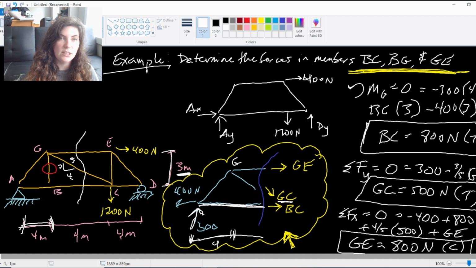So that was it. All we needed to do was find those members. And I will say method of sections can be used if you're finding all of these members. You would just repeat the process again, taking a different section elsewhere on the truss, but it tends to take a little bit longer than method of joints. So if you're solving for all members, you probably want to use method of joints. But if you're looking for a specific member, method of sections can be a good shortcut. Take a look at one last example where this is true.